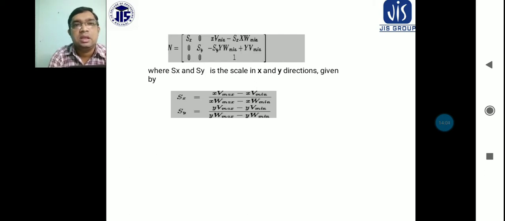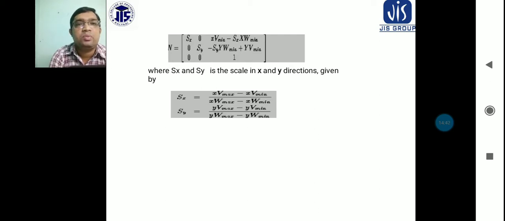You can see here that N equals the given matrix. The first row is Sx, 0, 0, and the second row is 0, Sy, 0, with xv min minus Sx times xw min, and yv min minus Sy times yw min, and 1. This is the matrix we consider.